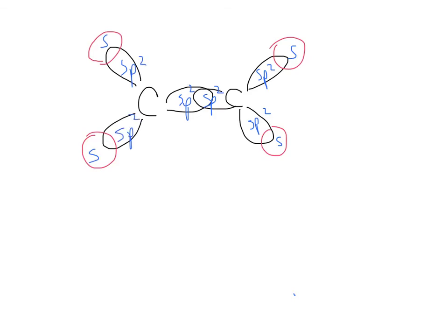And then you want to indicate that there is sigma bonding. So every time there's end-on overlap, that's going to be a sigma bond. So this would be the sigma framework. That's labeled.